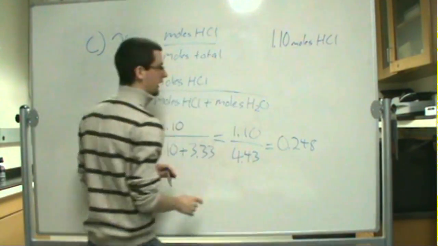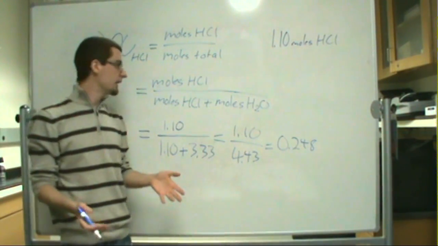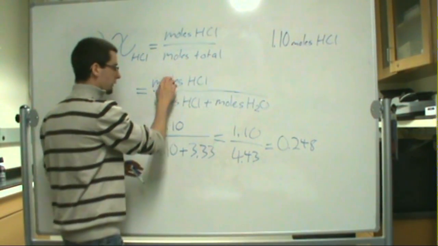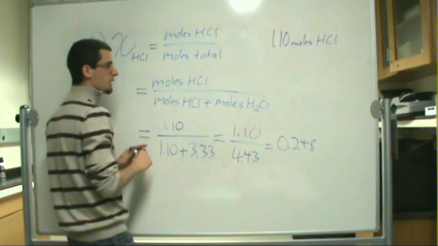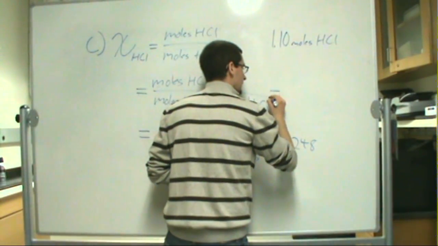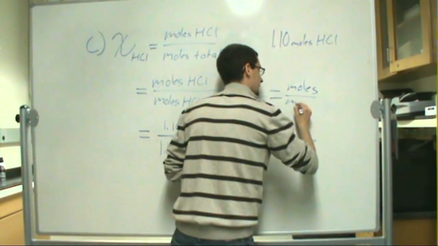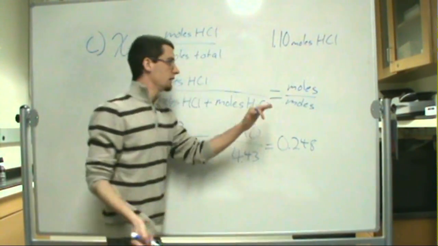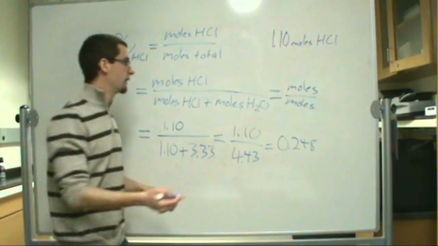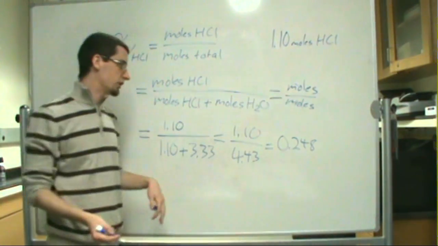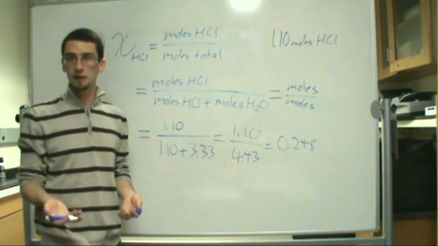Now notice, I haven't put any units for my mole fraction. Mole fractions should not have units because we have moles on top and moles on the bottom. So what this essentially equals is moles divided by moles. So those units should end up canceling out, and we should end up with a unitless number at the end.